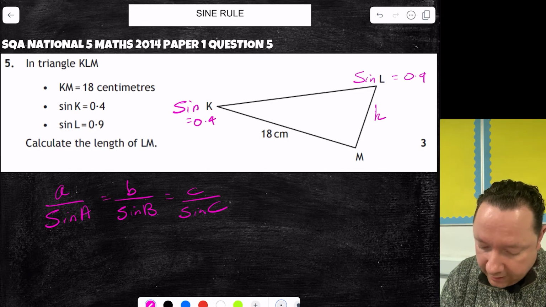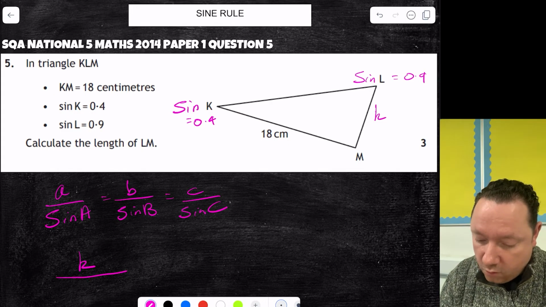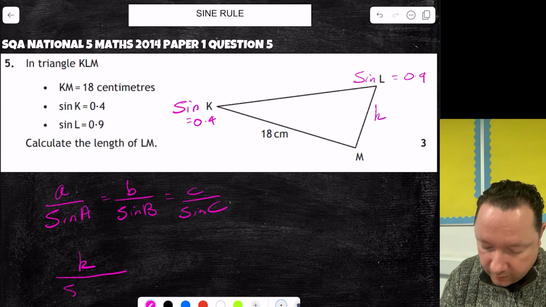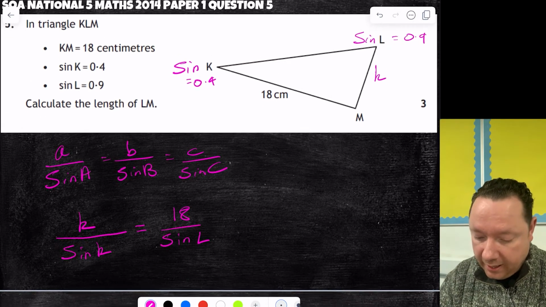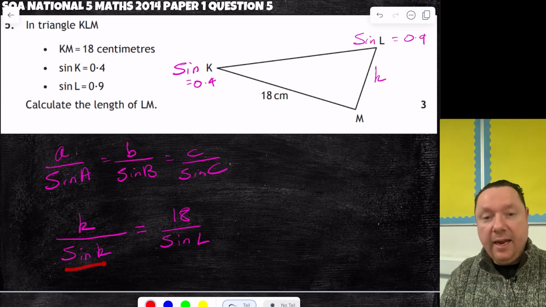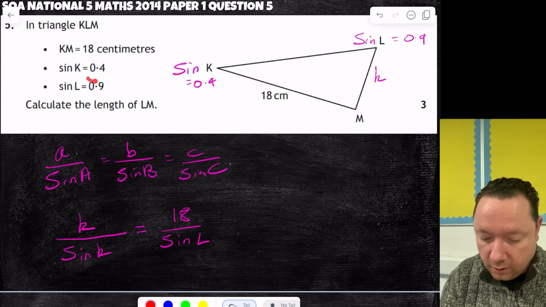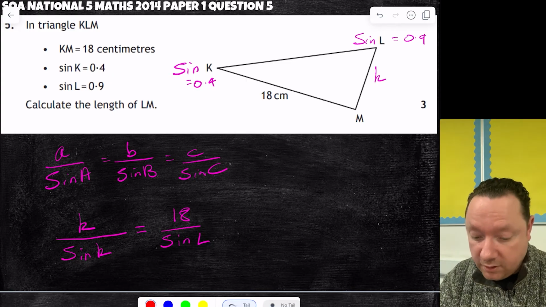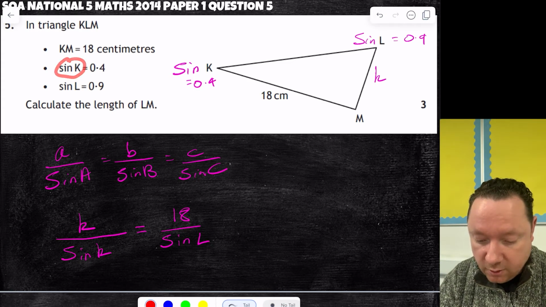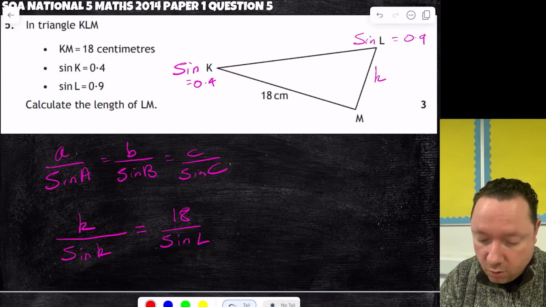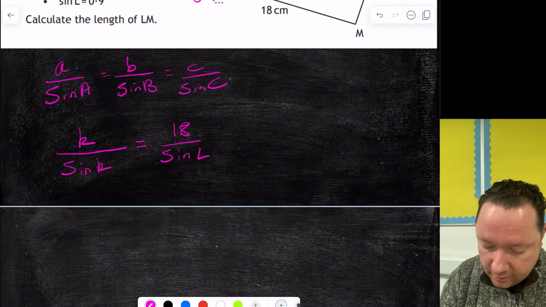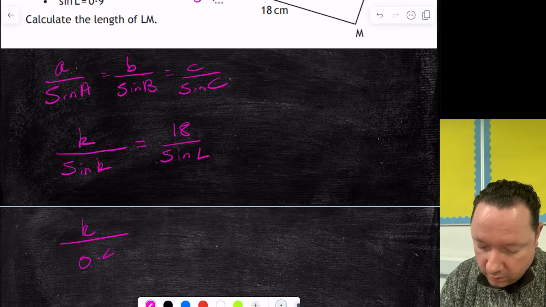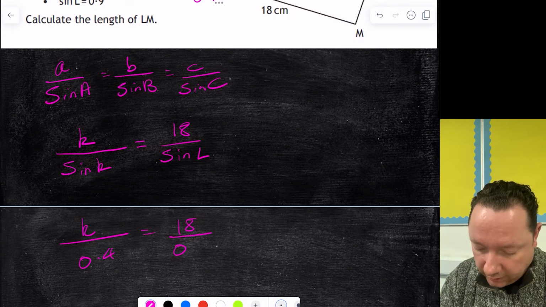So we've got k, I'm going to call my missing side k, over sine k equals 18 over sine L. Now be very careful here. A common mistake people make is they see I need to do sine k and they somehow write down sine 0.4. It's not a non-calculator thing, because it's not an angle they've given you. They've given you the whole of sine k, so you just write 0.4 down for sine k, and they've given you the whole of sine L, so you just write 0.9 down. So in other words, you write k over 0.4 equals 18 over 0.9.